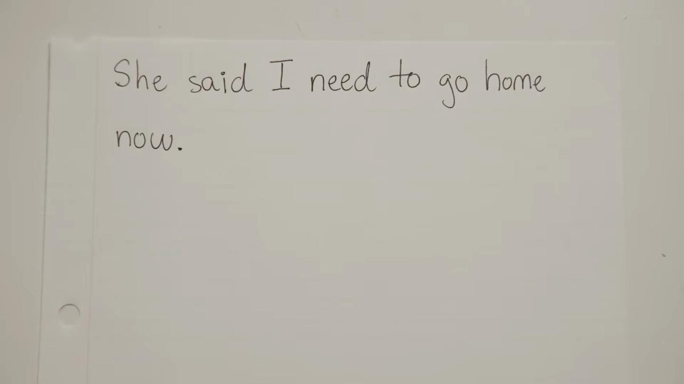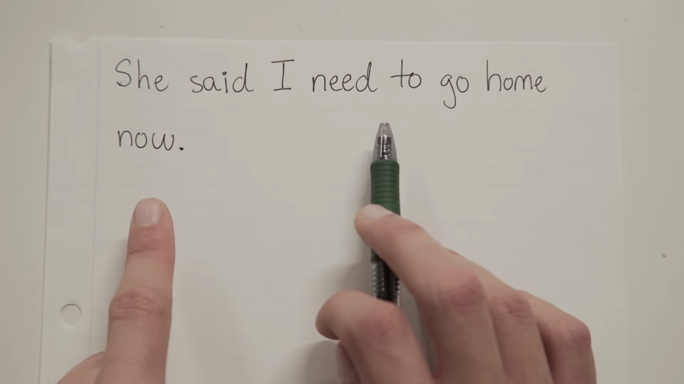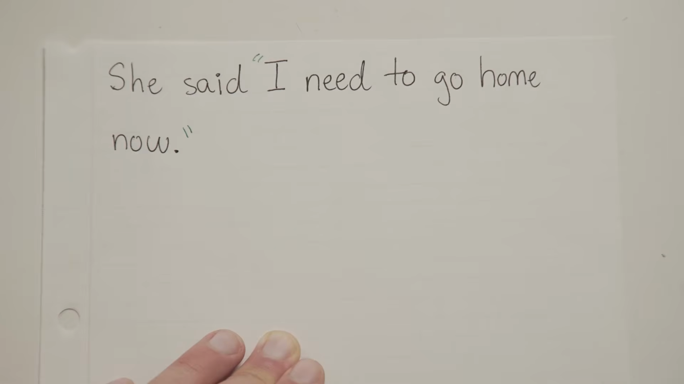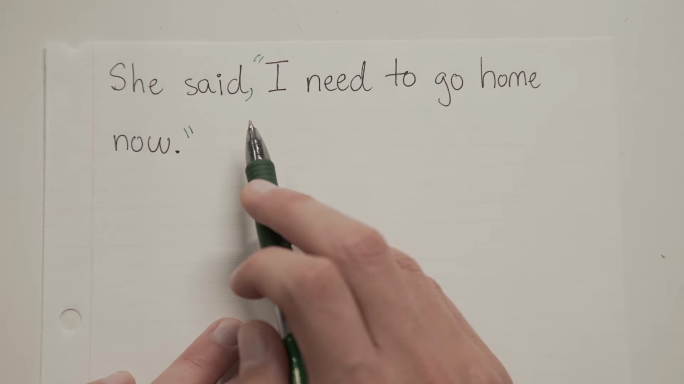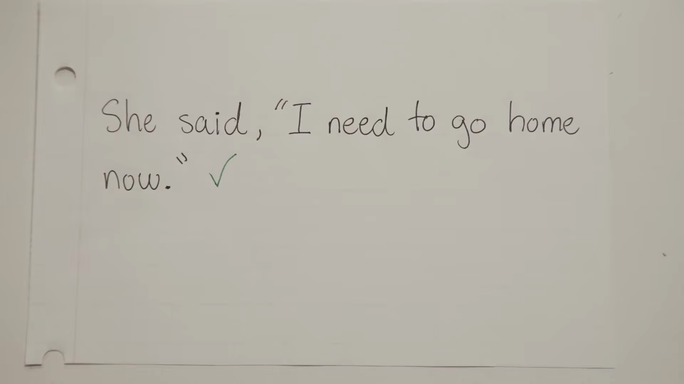Three more. She said, I need to go home now. Okay, find your speaker tag. Boom, she said. Now read the rest of it. Does that make sense for someone to actually say? Yes, it does. So we throw some quotation marks up around it. Boom. Now we've got to separate the speaker tag away from the spoken material, so we throw a comma in there. And the last thing we've got to do is capitalize the first word of this person's sentence. But it already is capitalized, so we are good.